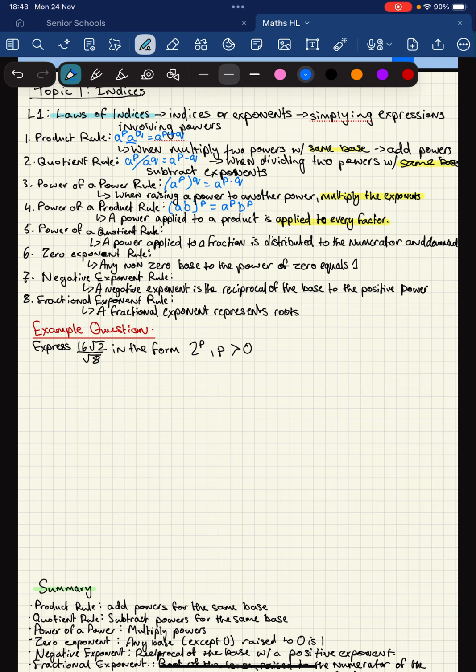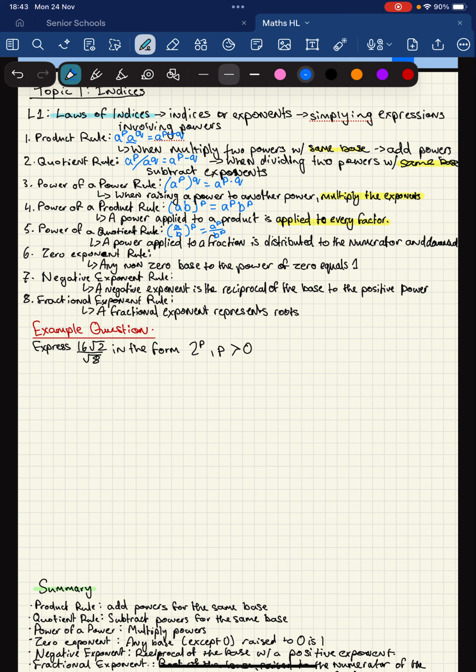The fifth rule is the power of quotient rule. So the power of quotient rule looks something like this. If you have a over b, and your a over b is to the power of p, that is the same as writing a to the power of p over b to the power of p, right?